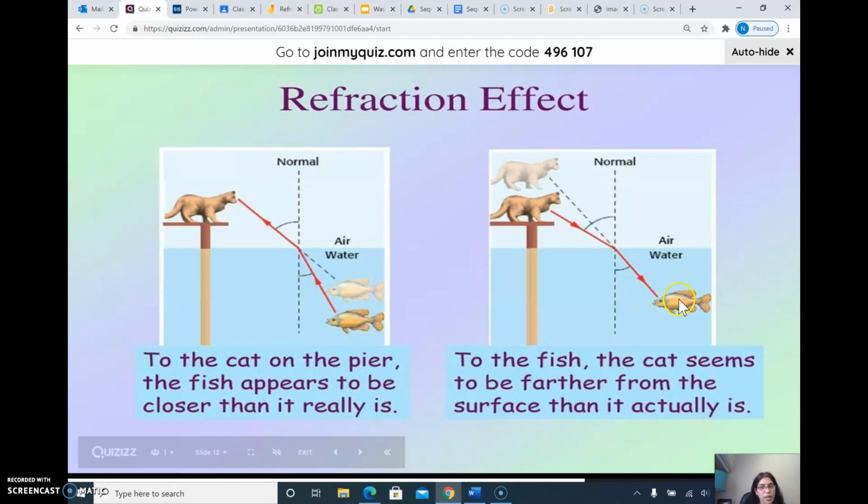Here on the opposite side, the fish is thinking the cat is far away, but it's not. See, the medium is changing from a denser, slower medium to a faster medium. Light speed is faster, right? It's going from this medium to that medium, from a slow medium to a faster medium very fast. So the speed is changing, but here the speed is slowing down, so it looks very close.